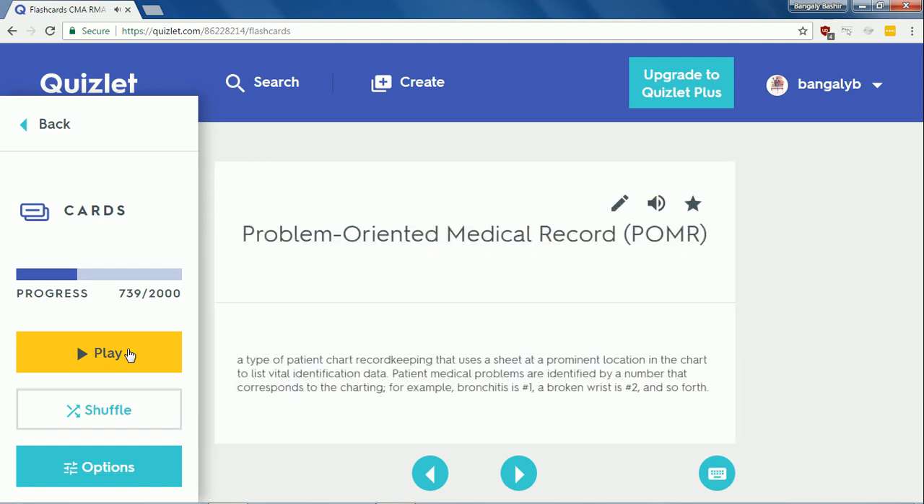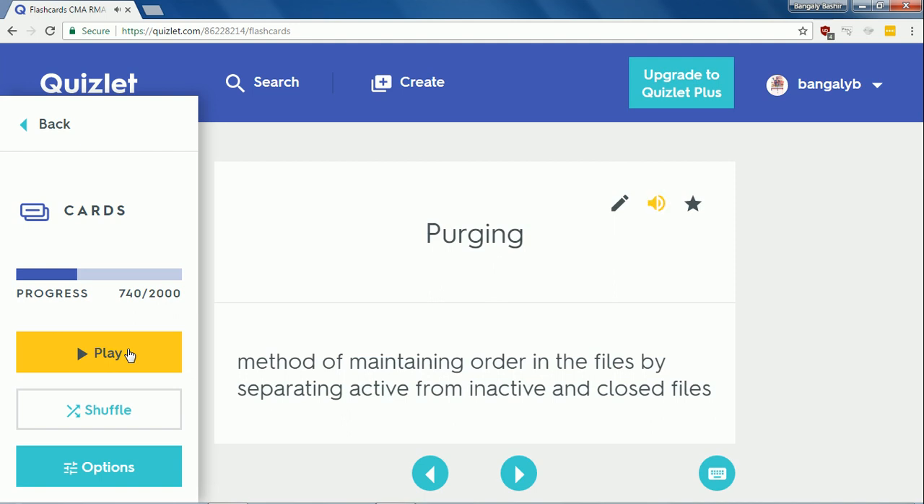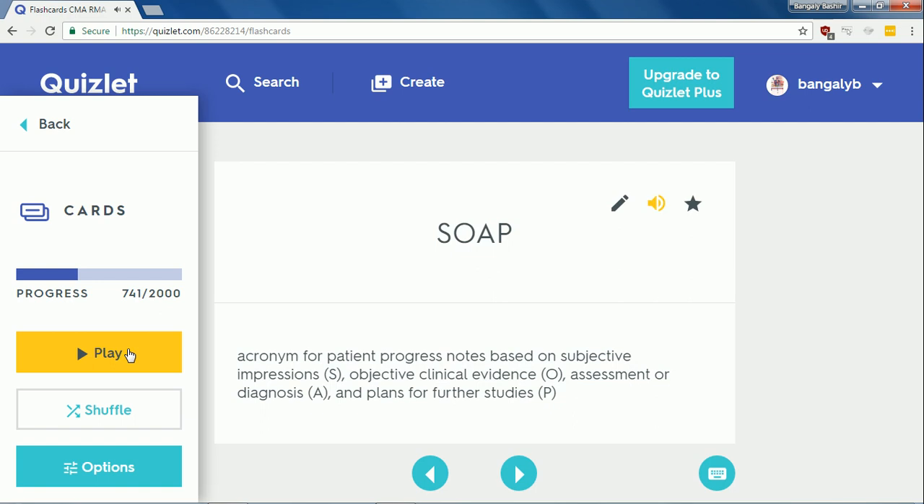Problem-oriented medical record. A type of patient chart record keeping that uses a sheet at a prominent location in the chart to list vital identification data. Patient medical problems are identified by a number that corresponds to the charting. For example, bronchitis is number 1, a broken wrist is number 2, and so forth. Purging. Method of maintaining order in the files by separating active from inactive and closed files. SOAP. Acronym for patient progress notes based on subjective impressions, objective clinical evidence, assessment or diagnosis, and plans for further studies.